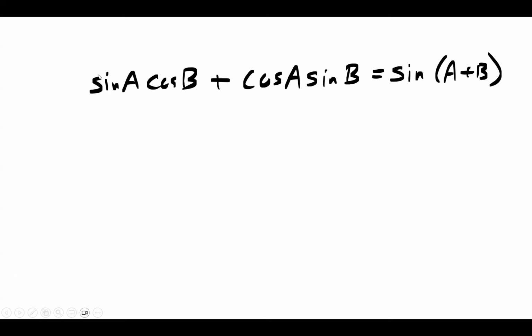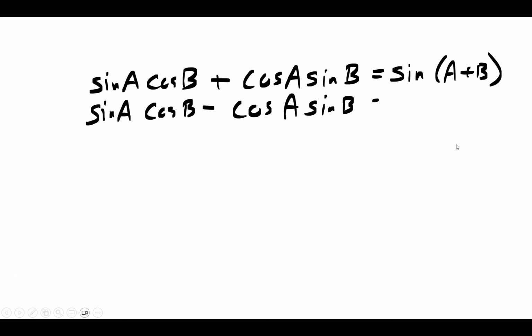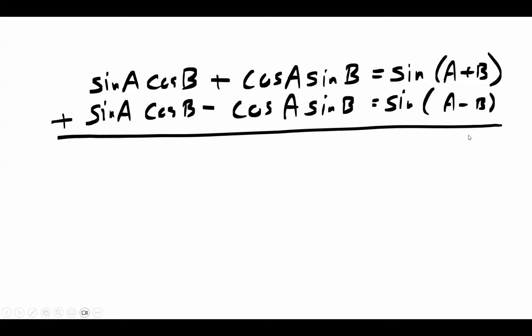What happens if I take the sum formula for sine and then I take the difference formula for sine? Anybody give me the difference formula for sine? Sine A cosine B minus cosine A sine B. Okay, sine of A, cosine B, and then the only change is this sign in the middle. So he says, what happens if I take the difference formula between these, and what happens if I add them together?